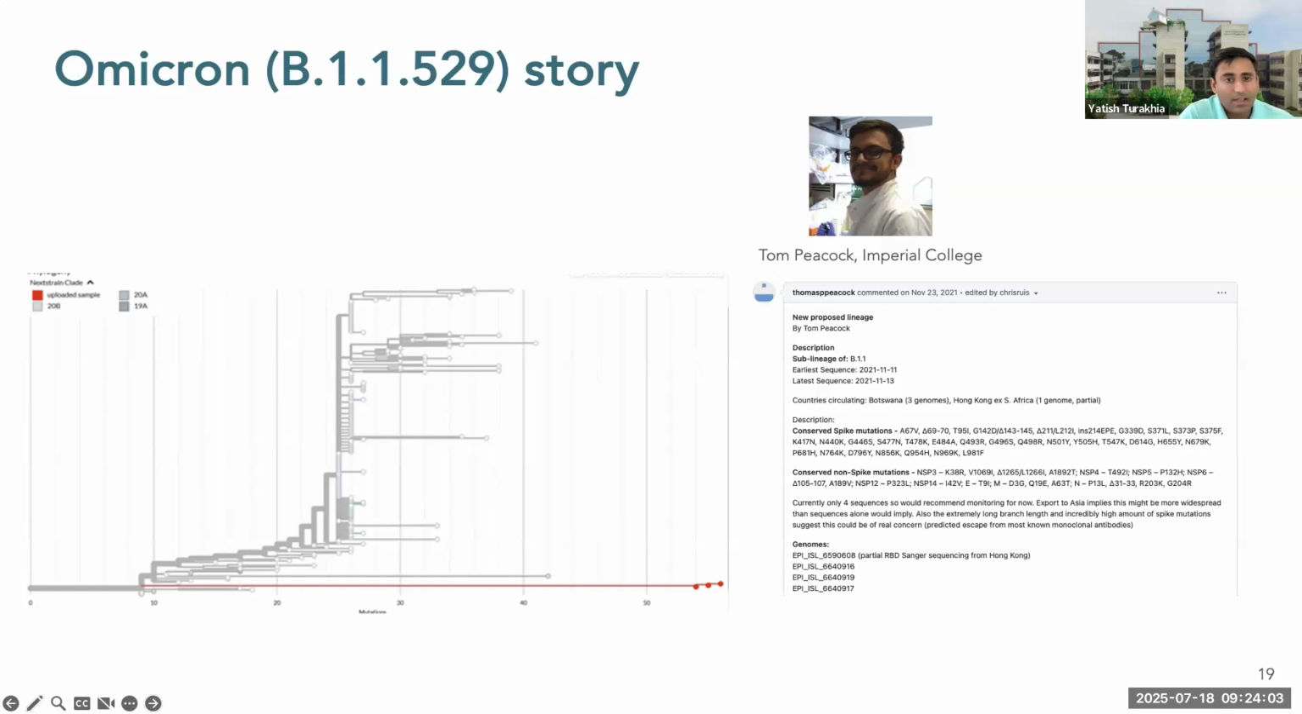College in the UK. Essentially, what he did was he noticed that there were four sequences that were collected and newly deposited in public databases back then. Three of them belong to Botswana, and one of those sequences came from Hong Kong, from a sample of a traveler from South Africa. And this particular sequence was partial, so that's why it was actually not placed.